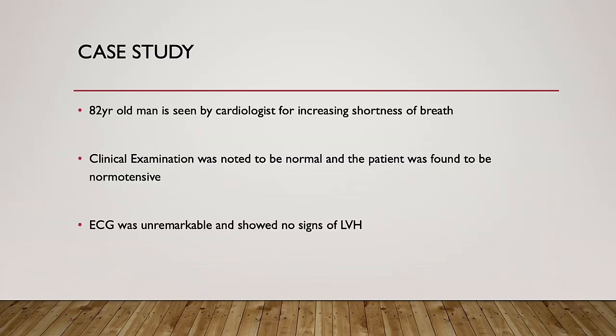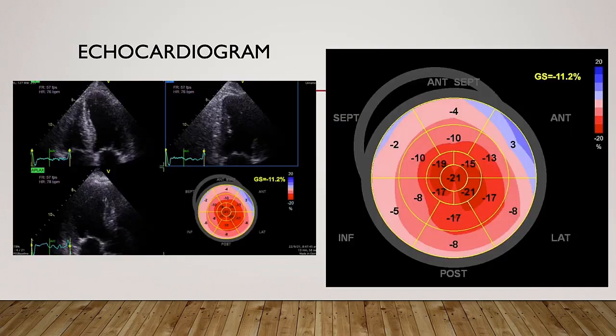I will now proceed to the case study. An 82-year-old man with a past history of prostate malignancy presented to his cardiologist with increasing shortness of breath. His clinical examination was noted to be normal and the patient was found to be normotensive. His ECG was unremarkable and showed no signs of left ventricular hypertrophy.